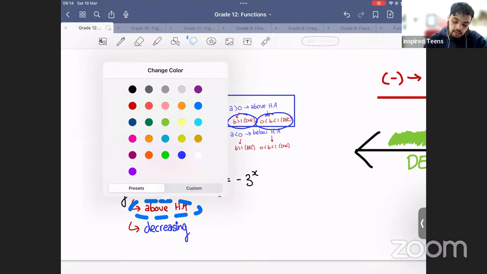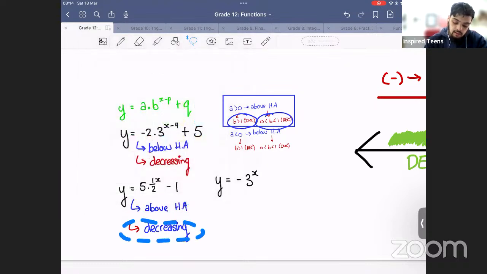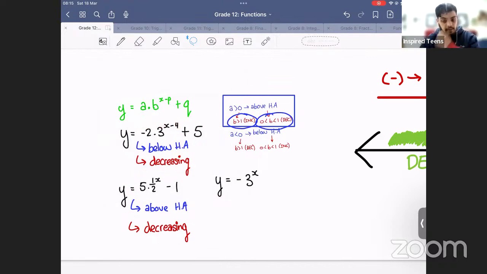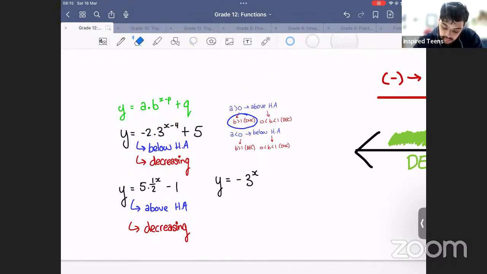Let's color coordinate this. Okay, I hope that makes sense. B is less than 1 technically. That's correct. Okay, cool. So hope that makes sense.